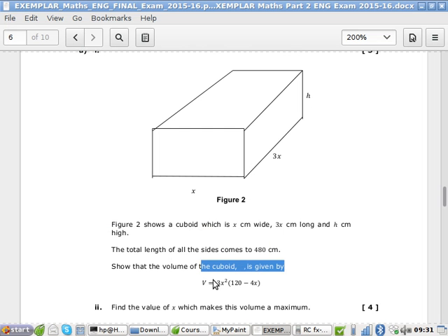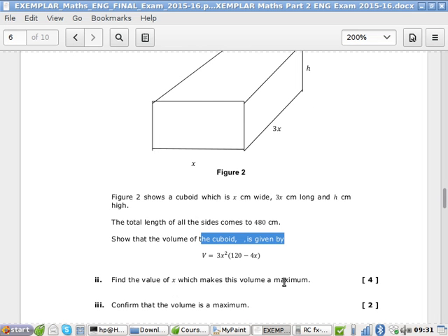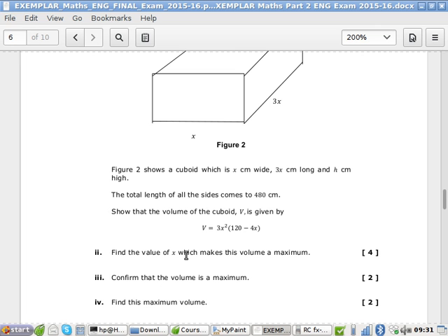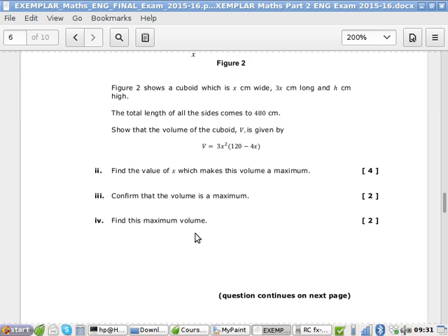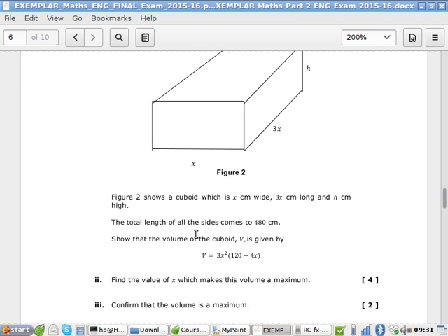Okay. And then after that, how do we find the x that makes this a maximum? Derivative is equal to 0. And then how do you show it's a maximum? If the value of the second derivative is negative, yeah? How can you find the volume? Well, once you have the x, you just put it back in here to get the volume. And then the b part is something else. Okay, so how about we do the a part first, and then I'll give you the answer.